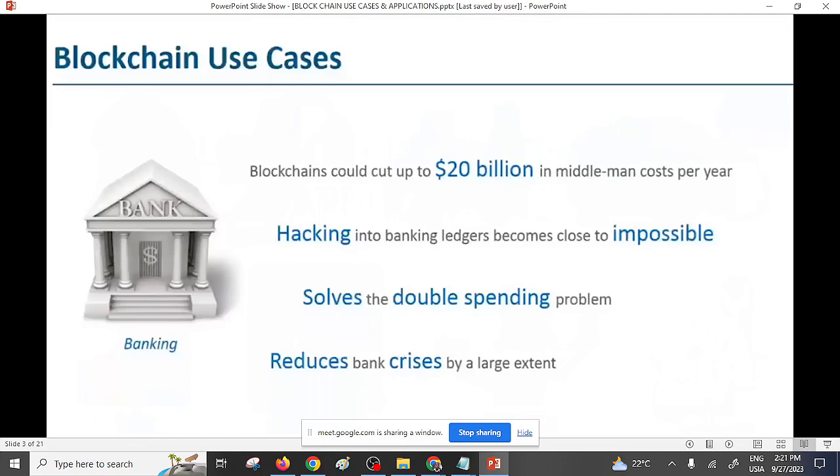How long does it take? We looked at this in class. How long does it take to transfer funds, maybe from one friend on a particular continent to another? It takes a while, right? So blockchain also reduces this time factor. So there are a lot of advantages of blockchain in the banking industry.